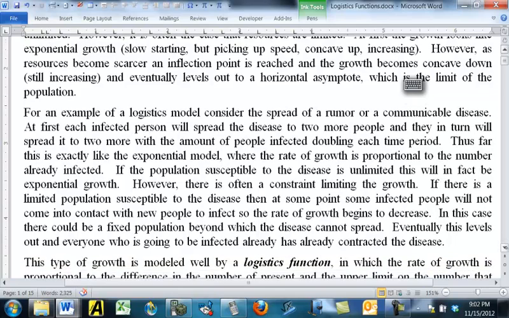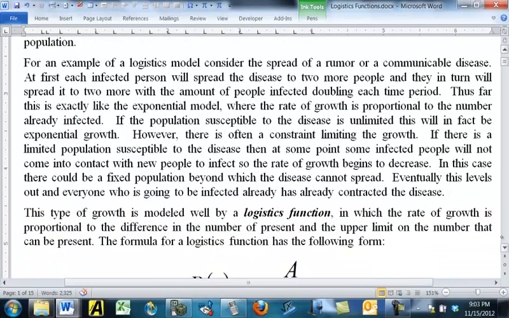So an example of this for a logistic function might be the spread of a rumor or maybe a communicable disease. So let's take a disease for example. At first, each infected person will spread the disease, let's say, to 2 more people that they come in contact with. In turn, each of those people will spread the disease to 2 more people. And so it will basically double each time period. Well, that's exactly exponential growth. And remember, in exponential growth, the rate of growth is proportional to the number already infected. So the more infected you have, the more growth you're going to get, because it's going to double in a certain amount of time.